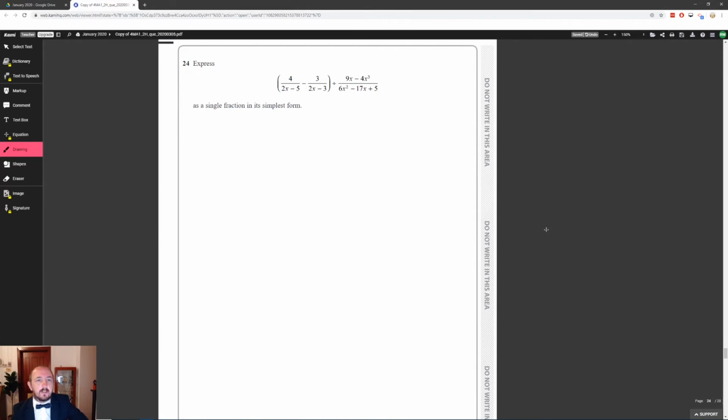Algebraic fractions, we're going to do the brackets first, so we get a common denominator here. And then we can multiply that by the reciprocal of this thing. So 6x squared minus 17x plus 5 all over 9x minus 4x cubed. We can start to collect some of this together. So we have 8x minus 12 minus 6x plus 15 all over 2x minus 5, 2x minus 3.